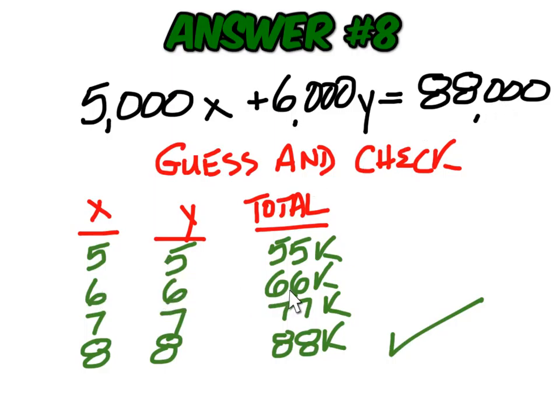And if you try 6, you get 66,000. 7 each would be 77,000. But you have to get to 8. And if you do 8, this is 40,000, this is 48,000. If you add them together, you get 88,000. So it should be 8 and 8.